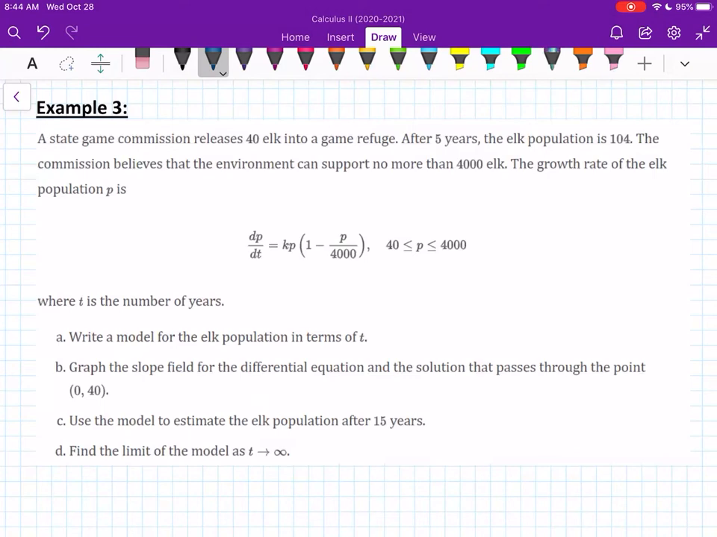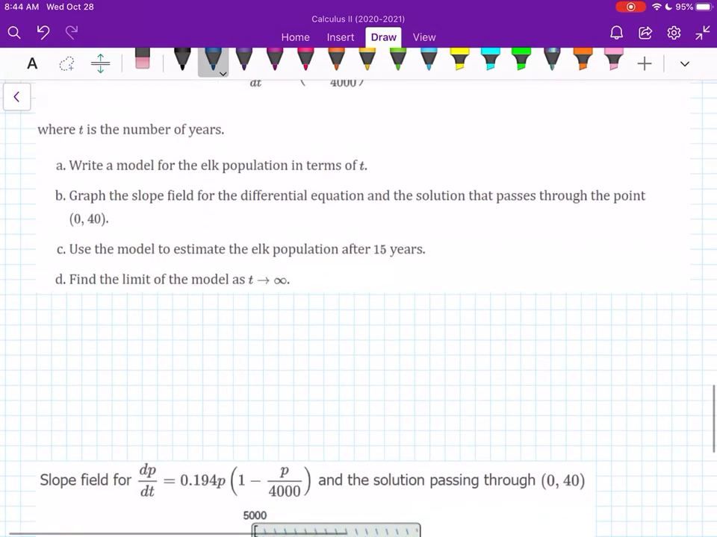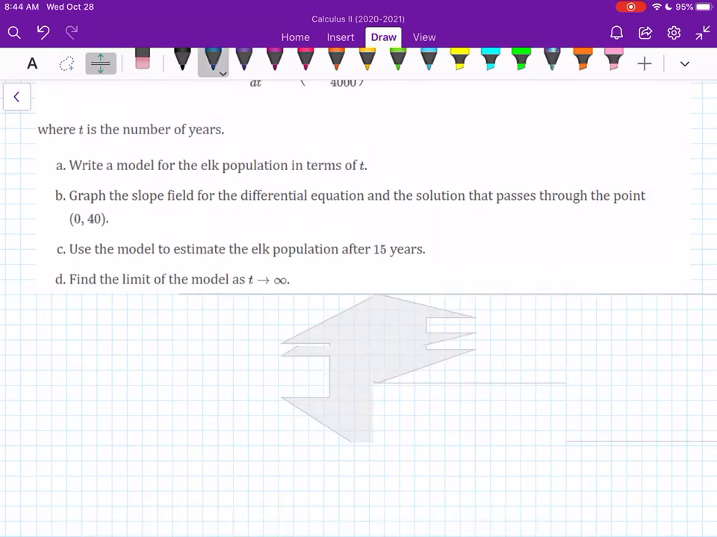A, write a model for the elk population in terms of t. B, graph the slope field for the differential equation and the solution that passes through the point (0, 40). C, use the model to estimate the elk population after 15 years. And D, find the limit of the population as t goes to infinity.